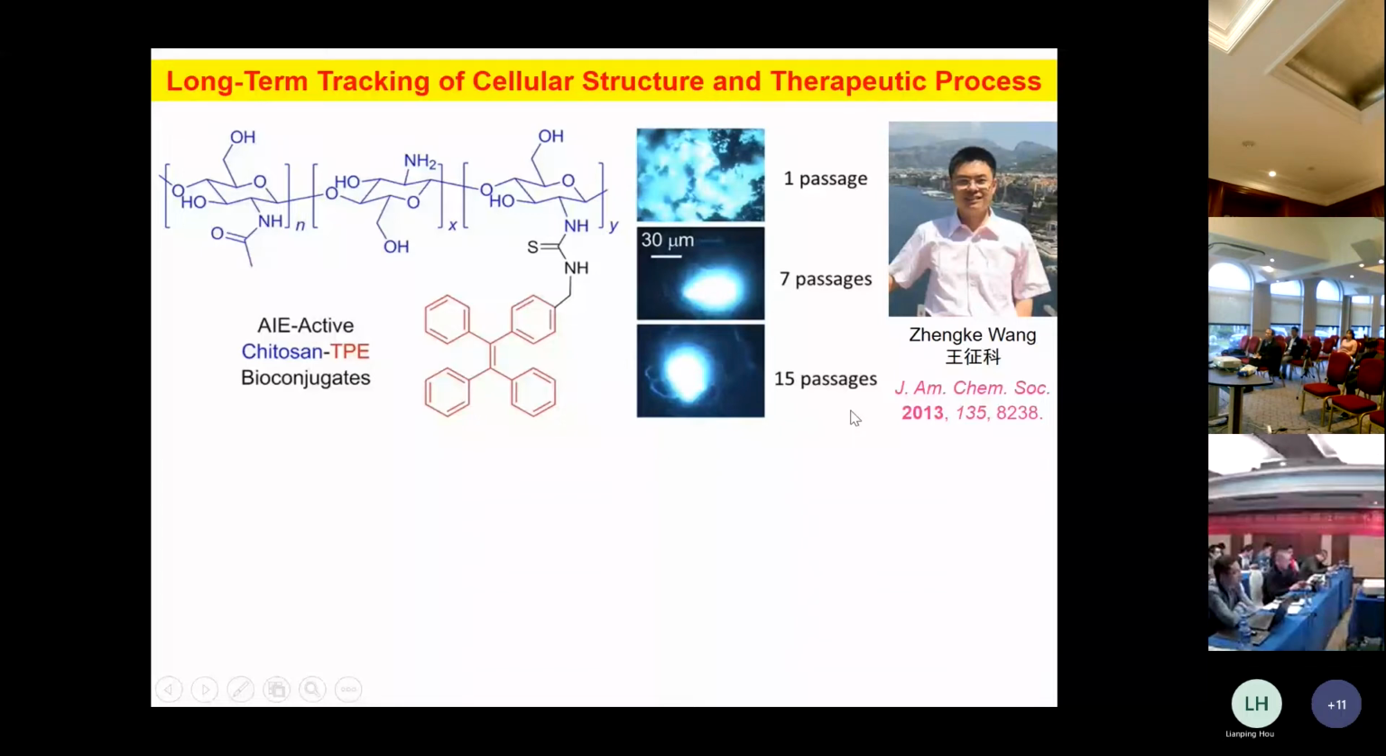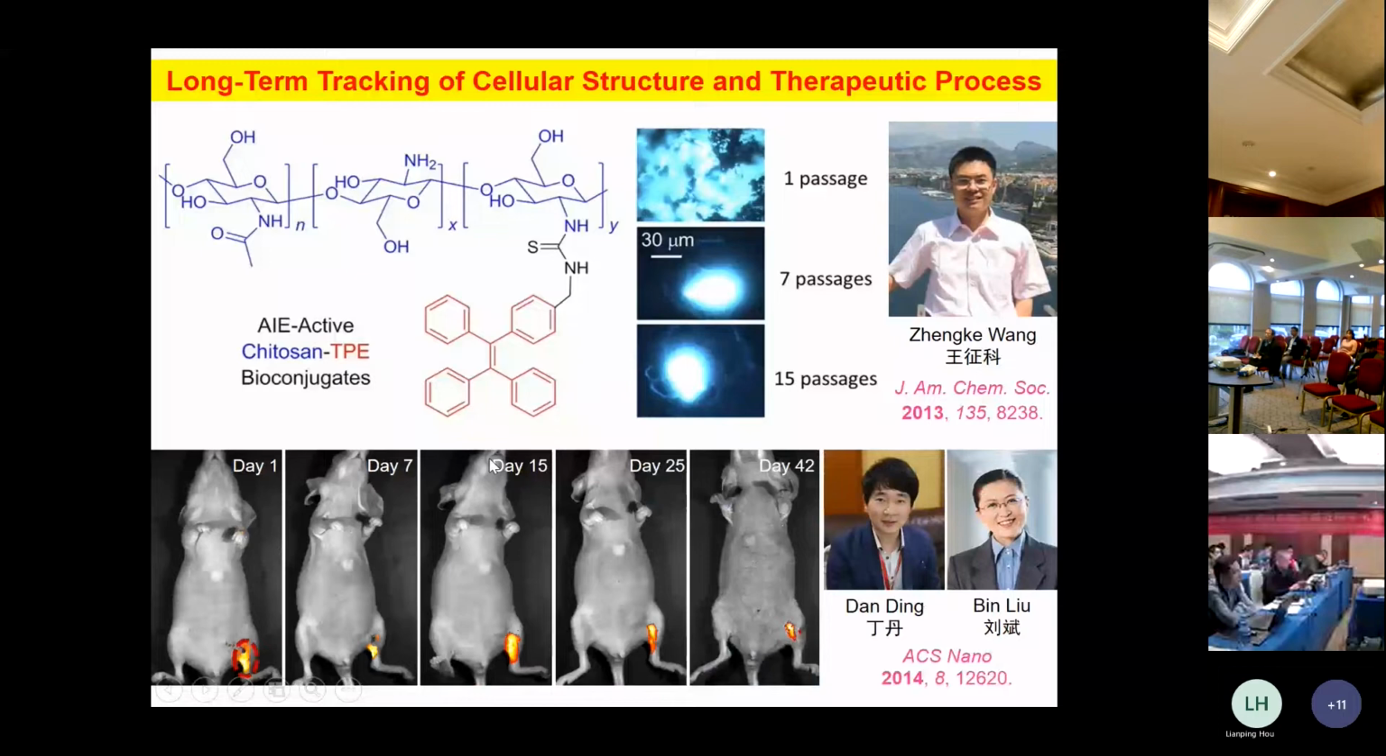And we have some other system to enable us to monitor the therapeutic process. You can see this, we can use a stem cell to repair the broken leg of this mouse. You can see we can monitor the process up to 42 days. So this is very useful.